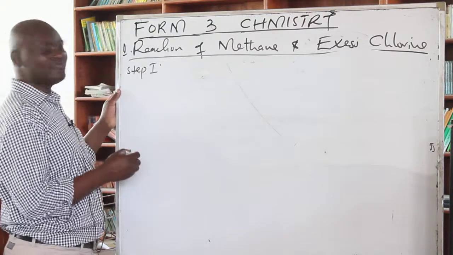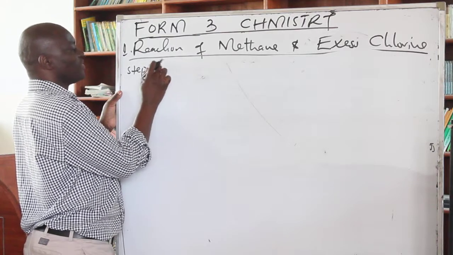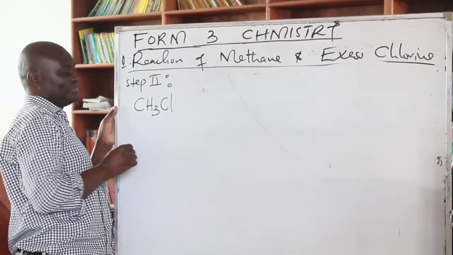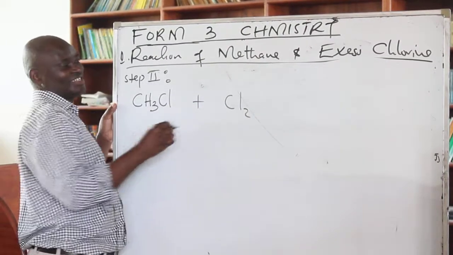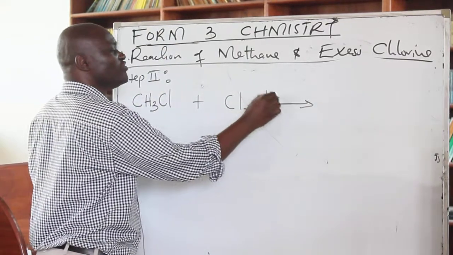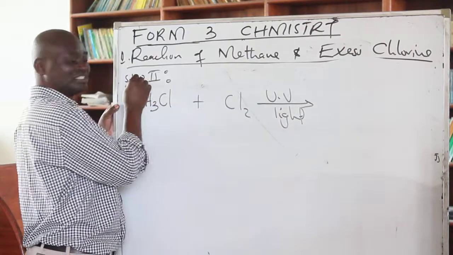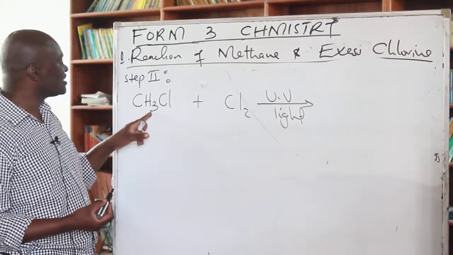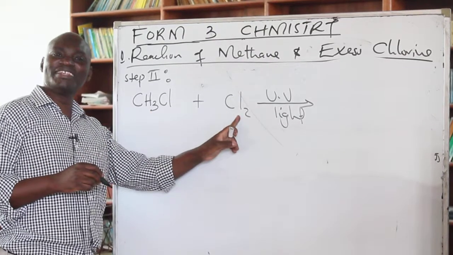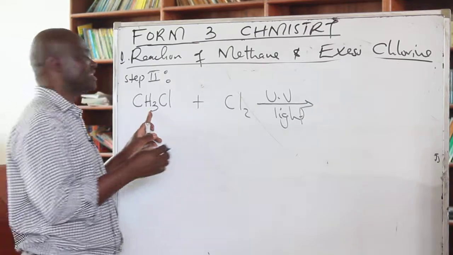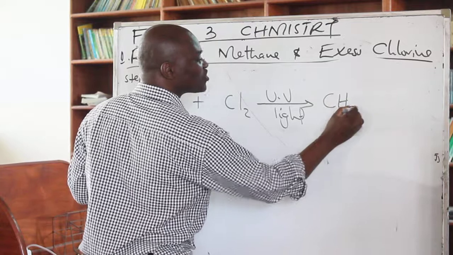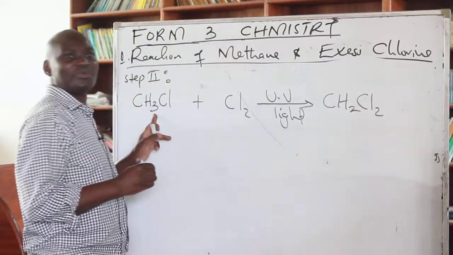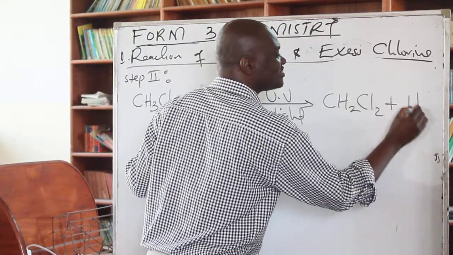Now we have step 2. We have chloromethane, CH3Cl, plus more chlorine. Now, what will happen is that in the presence of UV light, the substitution process will proceed, such that one chlorine will substitute the second hydrogen, so that we will remain with CH2. So instead of having CH3, we'll have CH2. And now we'll have 2 chlorine atoms, plus hydrogen chloride.